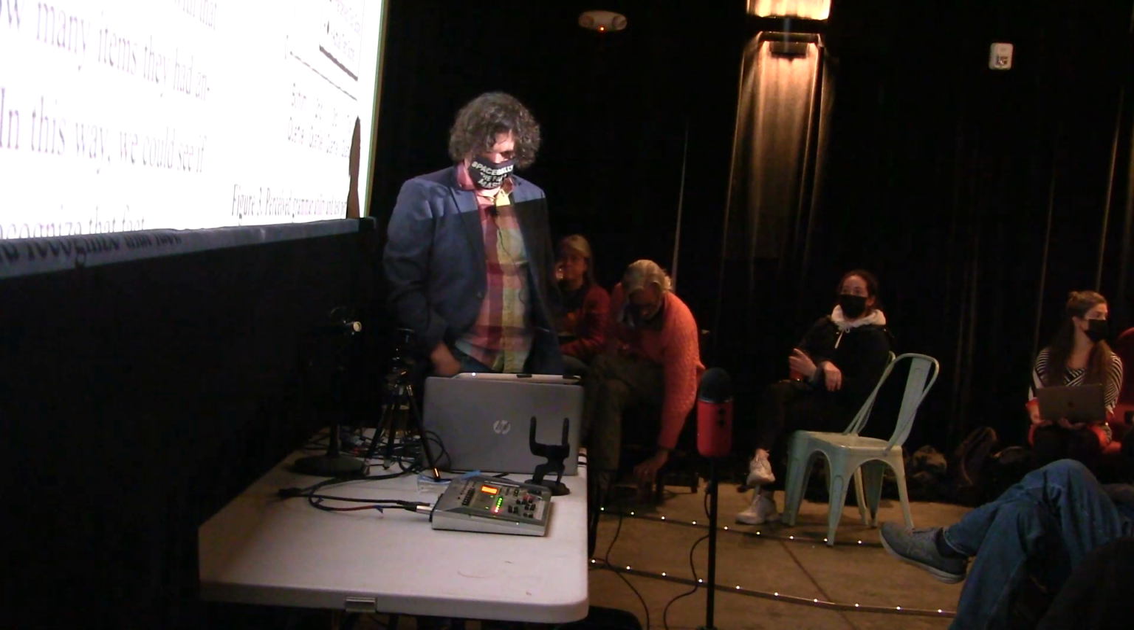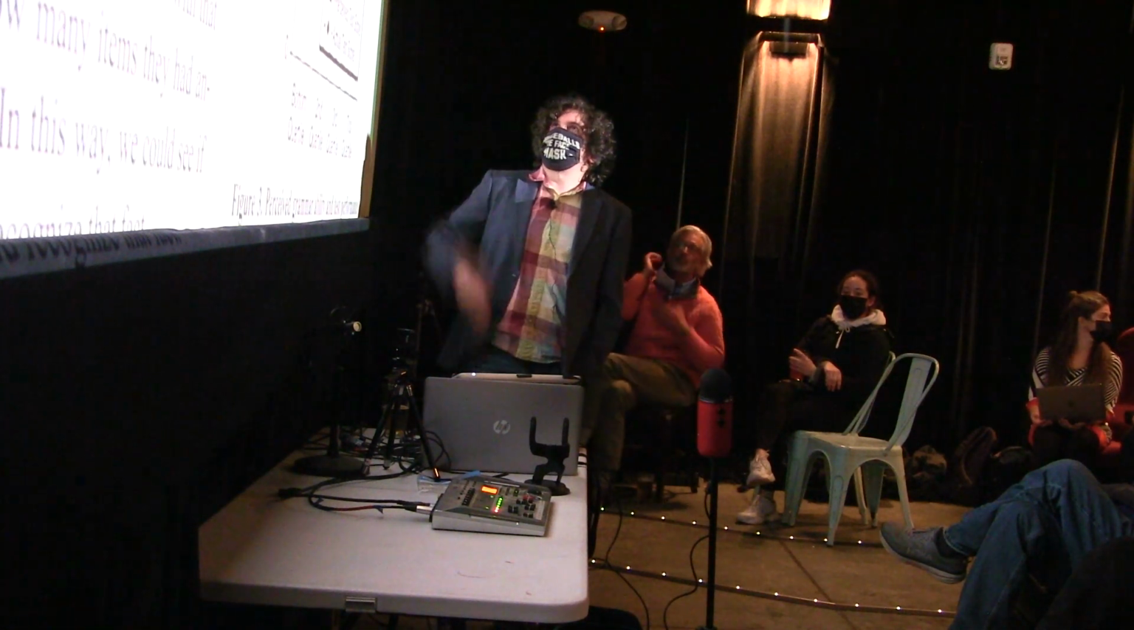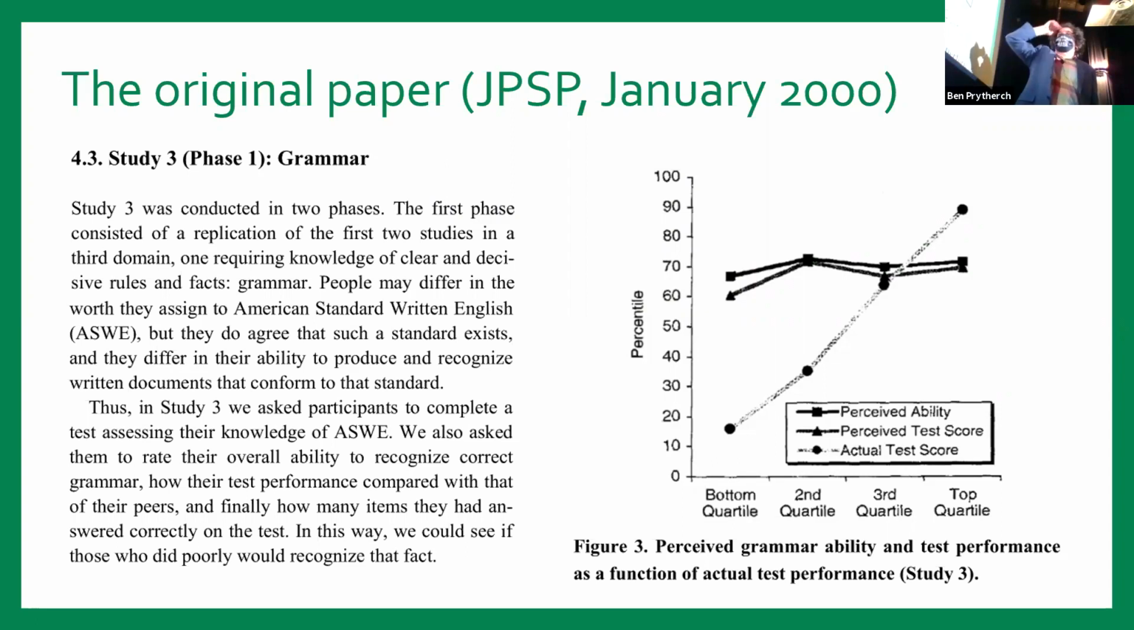Kruger and Dunning paper. And so this maps with what they were saying: people who score the lowest dramatically overestimate how well they did. People who score the highest tend to underestimate how well they did, but not by as much. The people who score the lowest overestimate by much, much more.